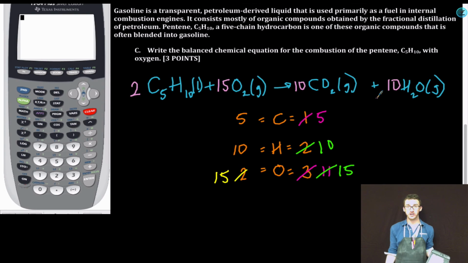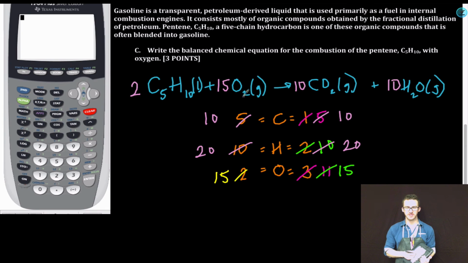Now, if you're unsure whether that works or not, just go back and double check. 2 times 5, 10 carbons. 10 times 1, 10 carbons. 2 times 10, 20 hydrogen. 10 times 2, 20 hydrogen. 15 times 2, 30 oxygen. 10 times 2 is 20, plus 10 times 1, 30. Winning at life. We are done.